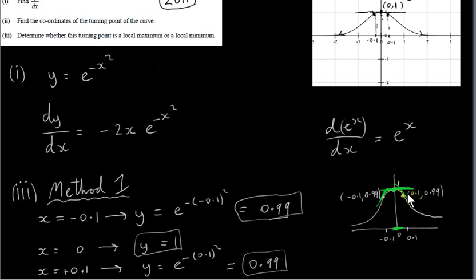And if the first derivative is decreasing, it means that the second derivative is negative at 0. So we need to look at the second derivative at x equals 0.